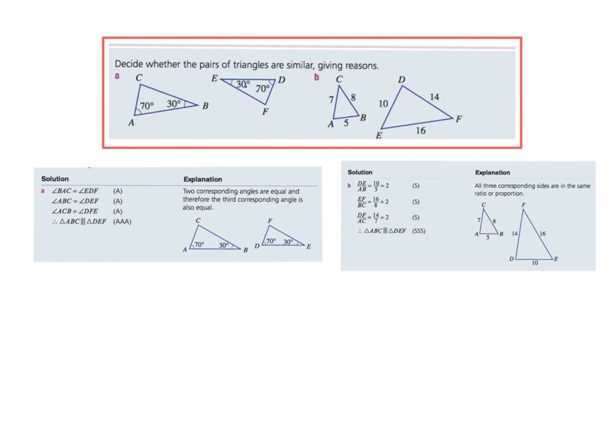Now we've got 2 angles the same. So if 2 angles are the same, that one must be the same, mustn't it? Yeah? Because it'd be 180.